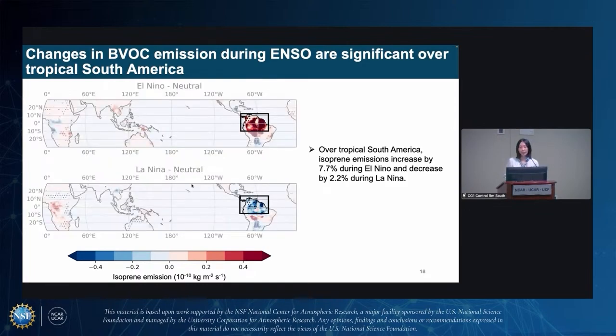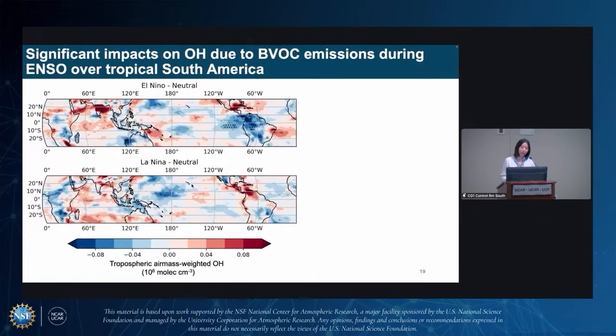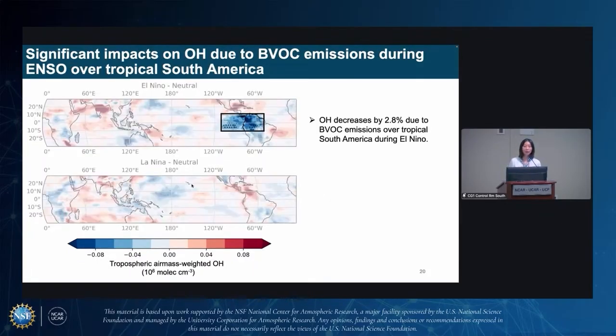So during El Nino, we find that the isoprene emission will increase by up to 8% during El Nino and decrease by about 2% during La Nina. And looking into how it's affecting the OH concentrations, what we find here is over the tropical Pacific, during El Nino, the OH would decrease by about 3%. However, during La Nina, we don't see these significant changes in the OH, along with the changes in the BVOC emissions.